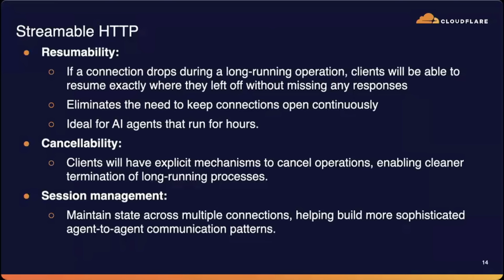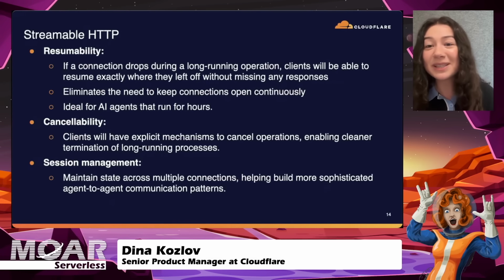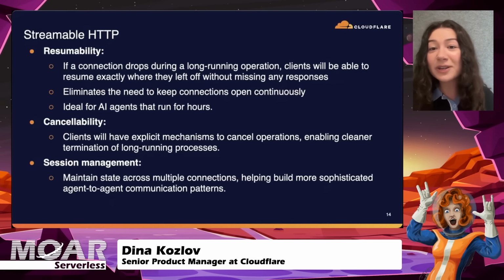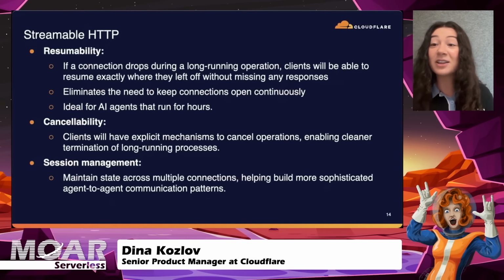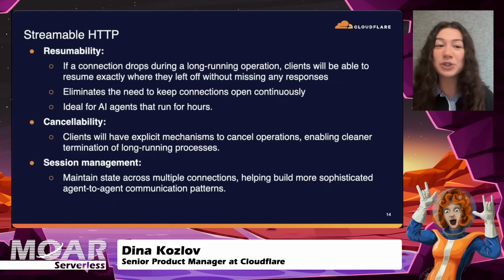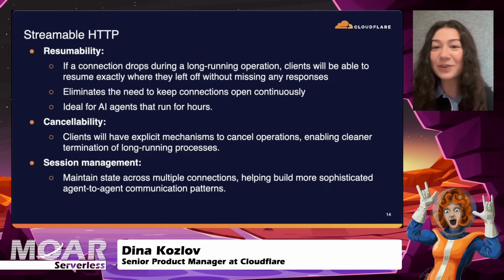And so right now, the Cloudflare implementation mostly just has feature parity across the two transports for streamable HTTP. But one of the things that we are working on is supporting the new features that come with streamable HTTP. So the first one is resumability. Resumability is really helpful for long running operations. So if a connection drops during a long running task, then clients are able to resume exactly where they left off without missing any of the responses.